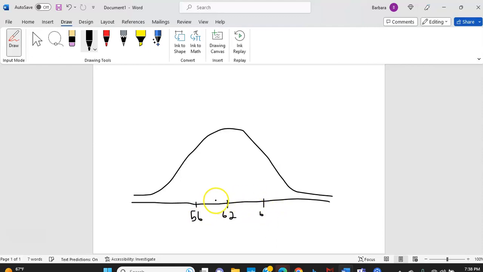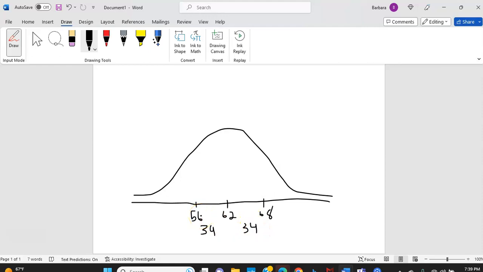Now, this should be the same distance. I know I was a little imperfect there, because it should be exactly the same distance from the 62. Okay, now that is 68% of the data between these two right here, between 56 and 68. But let's break it down a little bit. Since this whole distance is 68, that means that just half of the distance is 34%. So we have 34% right here, and we have 34% right here.